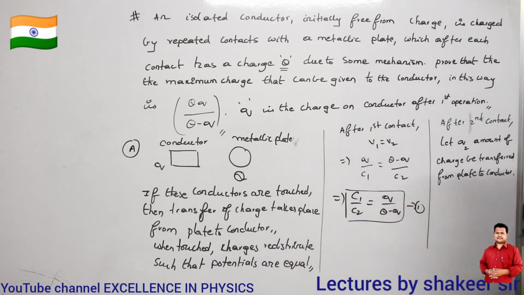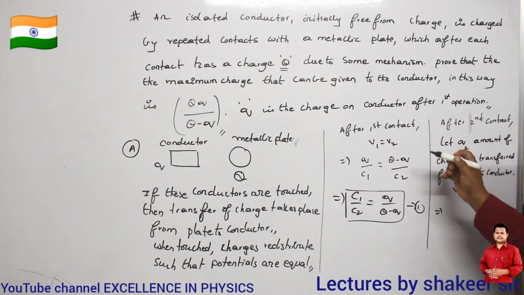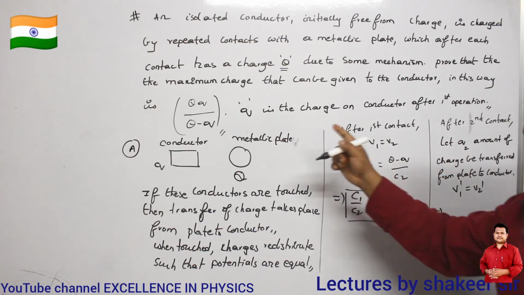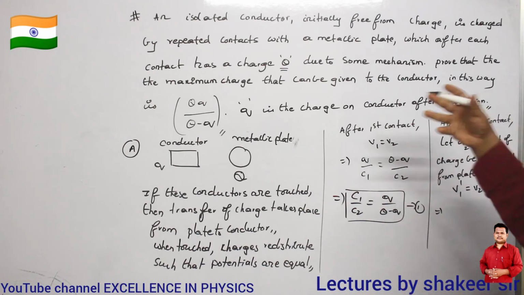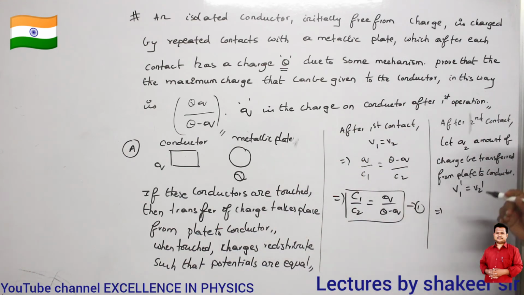And again the potentials should be equal, no? So again I will write V1 dash is equal to V2 dash. Initial potentials were V1, V2. Final potentials are V1 dash and V2 dash. So how can I write the potential for that conductor? Already Q amount of charge is present, and additionally it is getting Q2 amount of charge. So what is the total potential now? The total potential is charge by C.